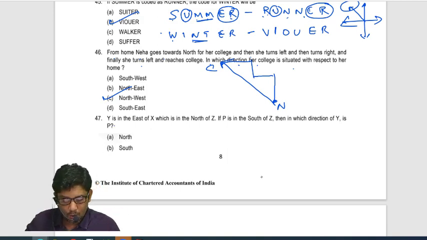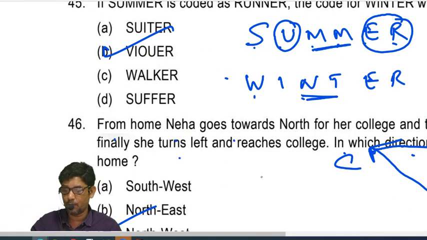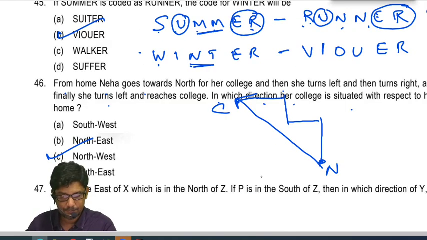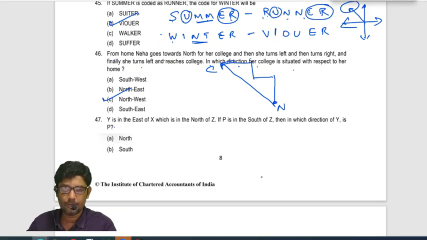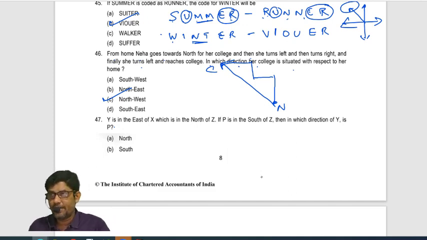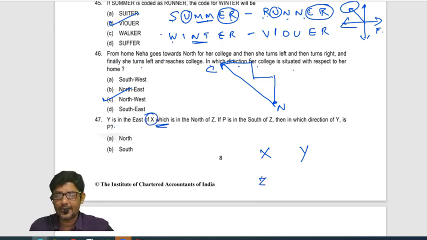Now, Y is east of X. Look at this, my dear. Y is east of X. Can you tell me what is Y is east of X? So east is this direction. Am I right? Y is east of X. Say yes or no. Next one: which is in the north of Z? X is north of Z.